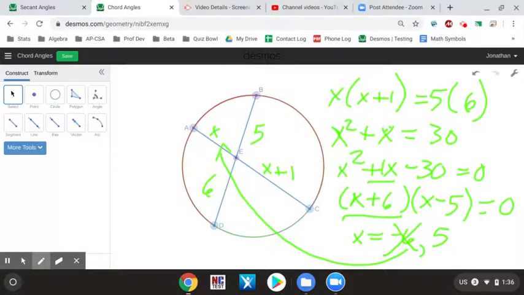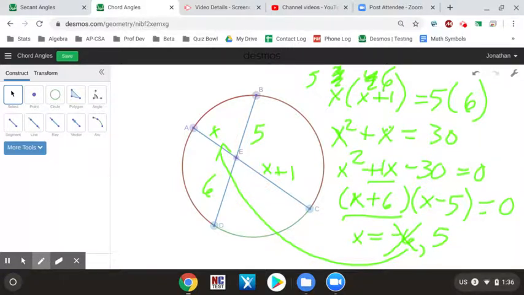And like I said, you probably could have figured it out. If I would have tried 3 times 4, I'd see that wouldn't have worked. I should have been able to say, hey, 5 times 6 will equal 5 times 6 because the numbers are 1 apart. But we worked it with the algebra just in case you ran across a tougher one.